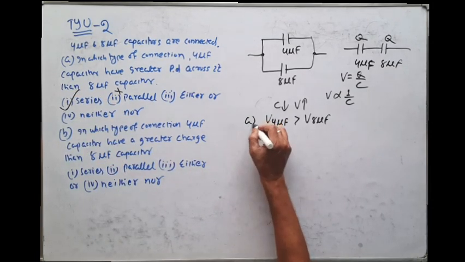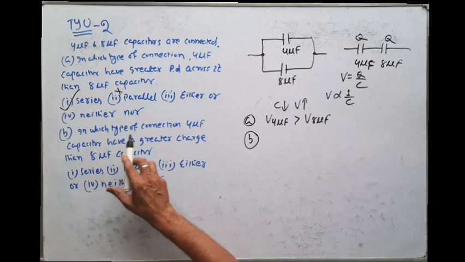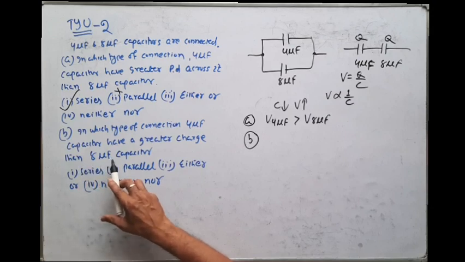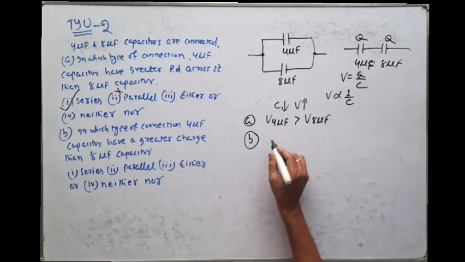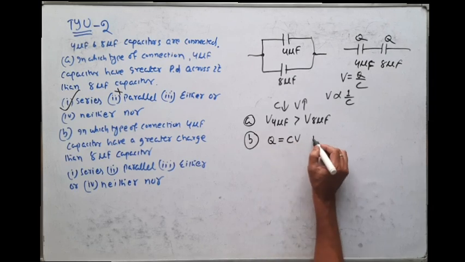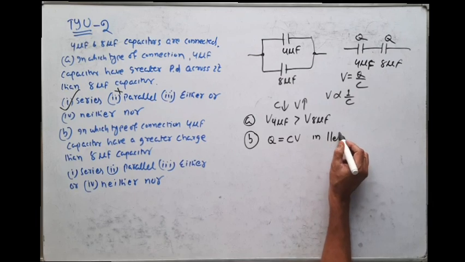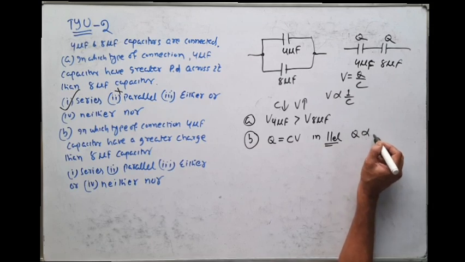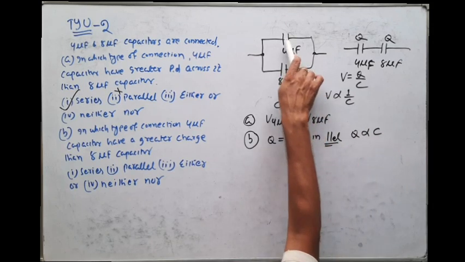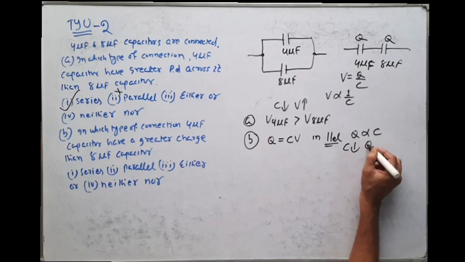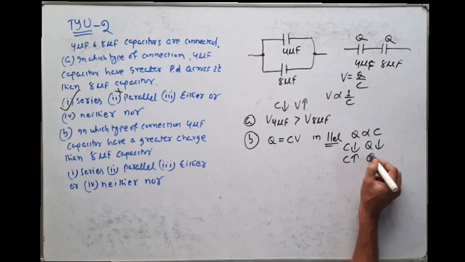Next, so this is the answer. Second bit. Second bit is that in which type of connection does the 4 microfarad capacitor have a greater charge than the 8 microfarad capacitor. So you know what is the formula of charge? Q is equal to C into V. Now see, in parallel connection, Q is directly proportional to what? Q is directly proportional to C, because V of both are same. So if V of both are same, charge is directly proportional to C. If C decreases, charge decreases. If C increases, charge increases.